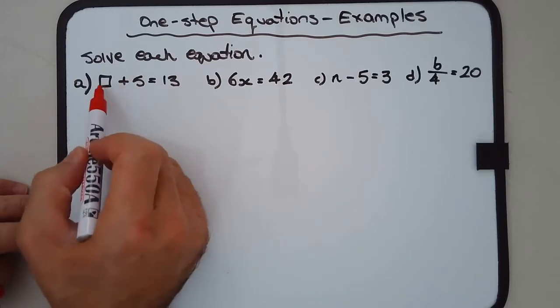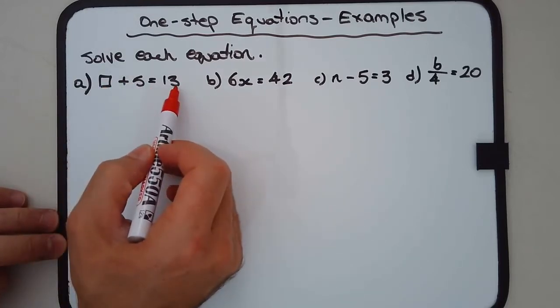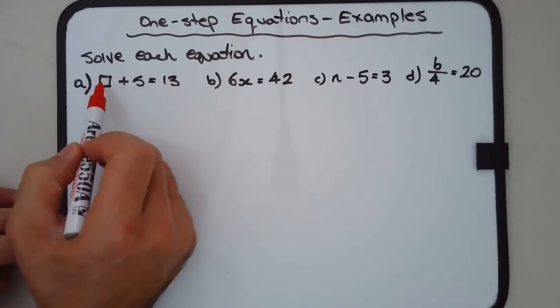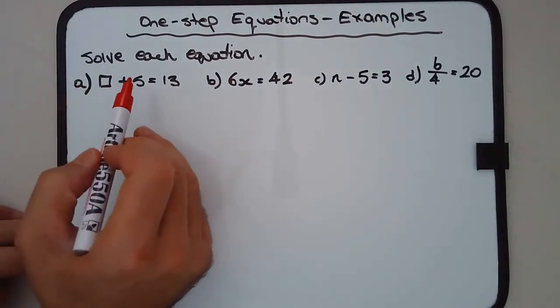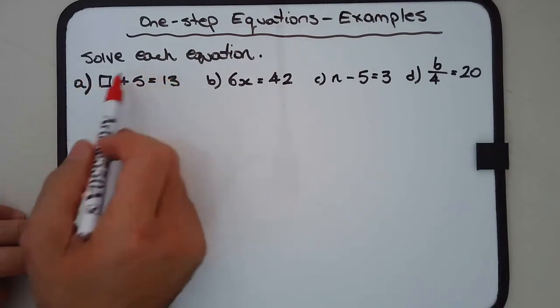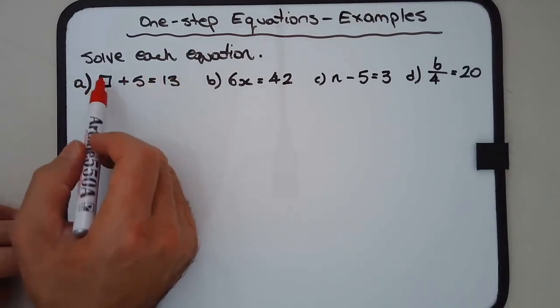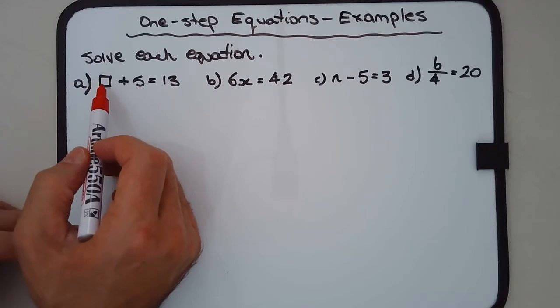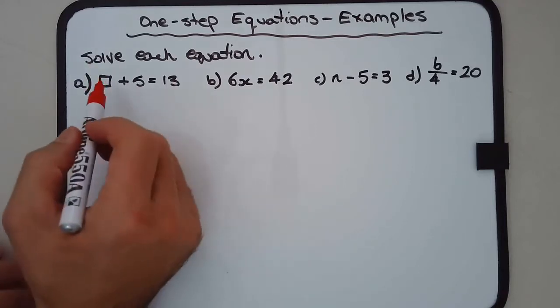So part A, we've got a square plus 5 equals 13, and we want to try and find the value of this square, a number that goes inside that square. So when you add 5 to it, you get 13. You might have seen these in primary school. They sometimes use different shapes: circles, squares, triangles, for example.